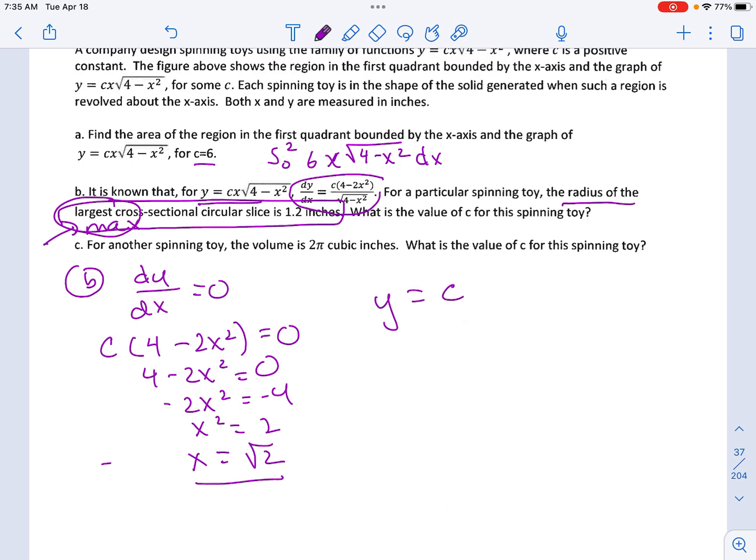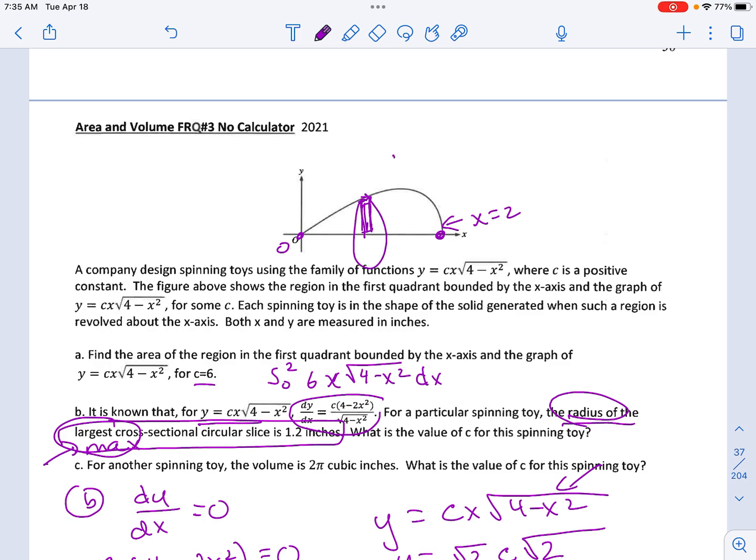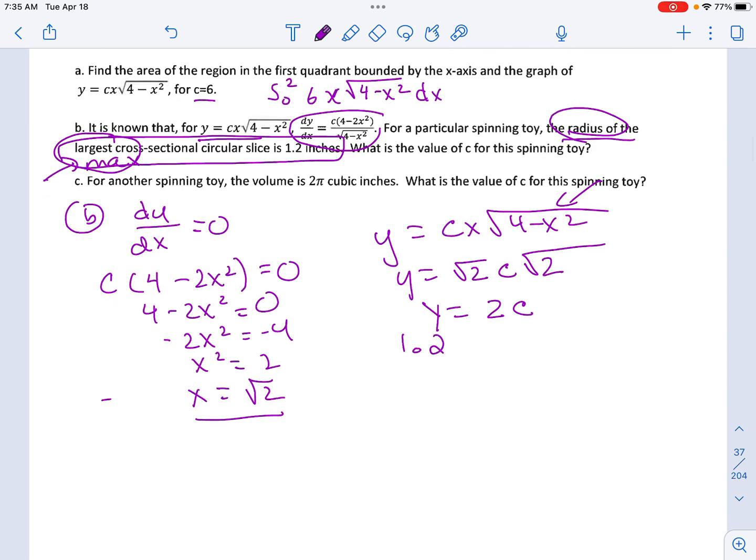So now if we plug that in to this equation, we know that square root of 2 c. And if I plug in square root of 2 for x here, this really becomes 4 minus square root of 2 squared, which is 2, so I still have a square root of 2 here. Square root of 2 times square root of 2 is 2, 2c. And what they're telling us in this problem is that the radius, so look back to your picture, right? When we revolve it, this is the radius of that cross-section, the height of that function. So the y value is your 1.2. So I'm going to set the y equal to 1.2, so c has to be 0.6.